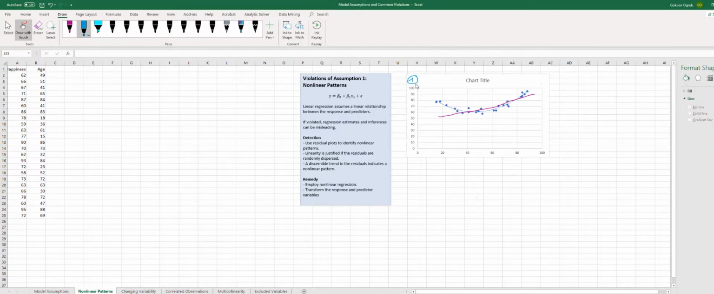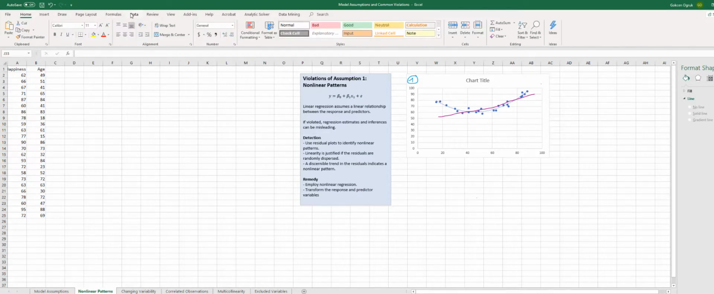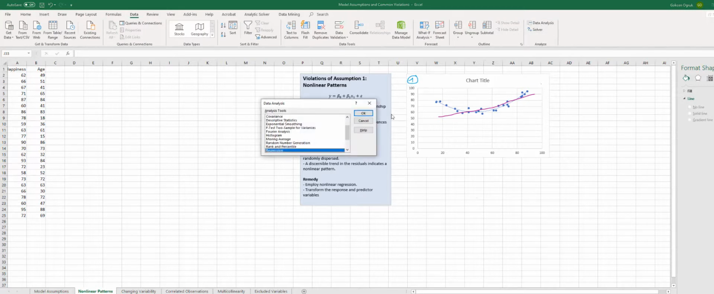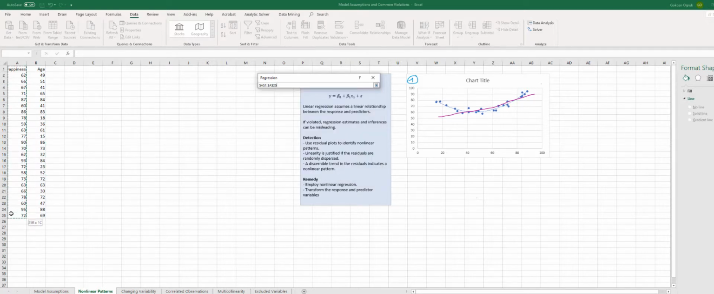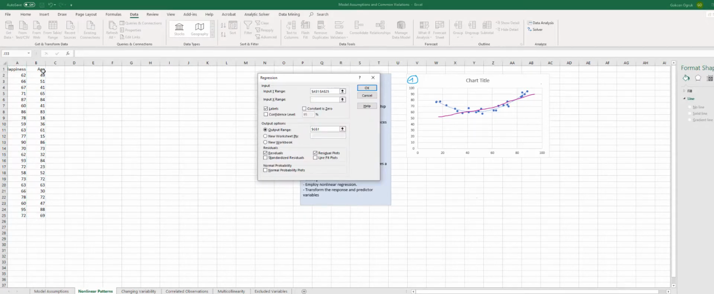You can plot your y variable against x variable and see the relationship between y and x. The second way is we are going to plot error terms against predictor variable age. To do that, click on data, data analysis, regression, and now our input or response variable is happiness and our x or predictor variable is age. We include labels.